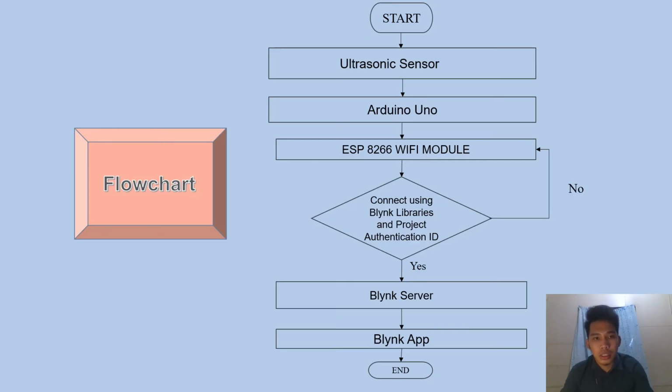So the slide now shows the flowchart of the system that we will develop. First is the ultrasonic sensor to detect the level of garbage and send the information to the Arduino Uno. The ESP8266 Wi-Fi module will connect it to the internet and connect using Blynk libraries and the project authentication ID to enter the Blynk server and the Blynk app.